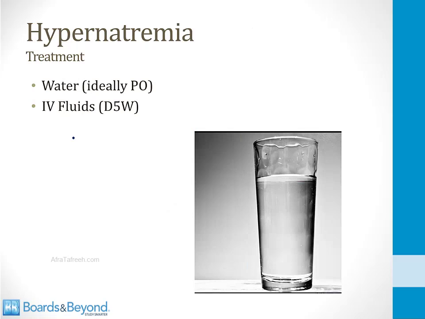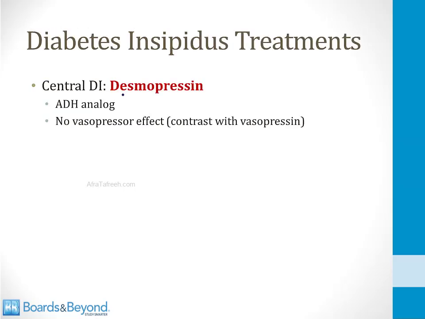The treatment of hypernatremia is usually water, ideally PO. In patients who are able to drink, you simply encourage them to consume free water. You also can administer intravenous fluids that lack sodium. There are fluids called D5W, which contain dextrose, so that they are isotonic with plasma but do not contain sodium. Patients with central DI can be treated with desmopressin. I mentioned this earlier. It's an ADH analog.